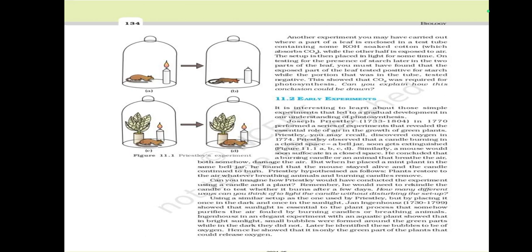Ingenhousz, in an elegant experiment with an aquatic plant, showed that in bright sunlight small bubbles were formed around the green plants, while in the dark they did not. Later, he identified these bubbles to be of oxygen. Hence, he showed that it is only the green part of the plants that could release oxygen.